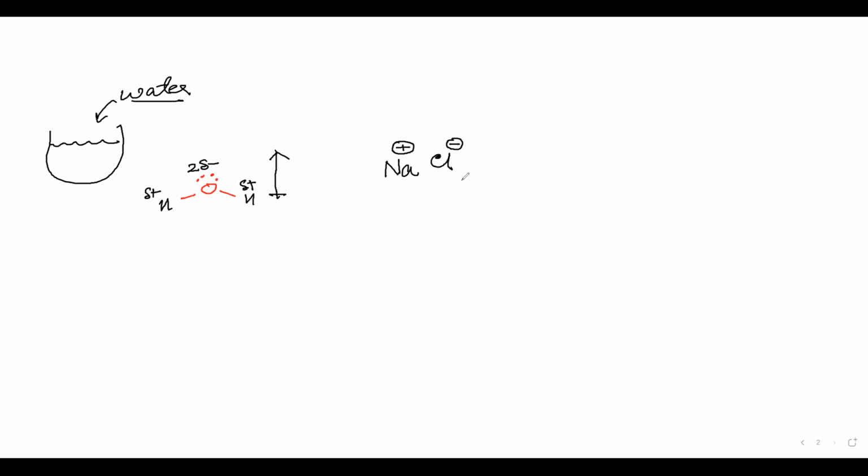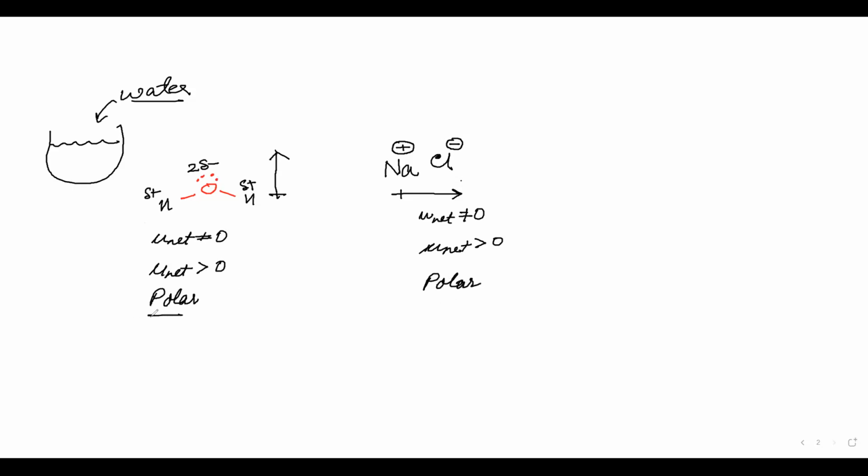Similarly, in NaCl also we have plus and minus. So there will be a charge separation and it will have a dipole moment. So the mu net is not equal to 0. Similarly, here also mu net is greater than 0. The similarity between these two molecules is that this is a polar molecule and this is also a polar molecule. These two are polar molecules.